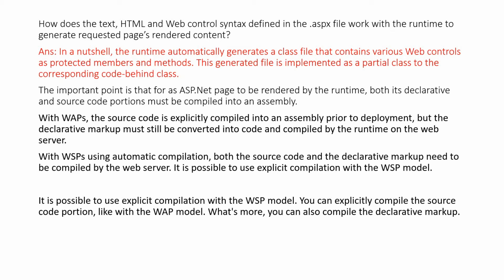The important point is that for an ASP.NET page to be rendered by the runtime, both its declarative part and the source code portions must be compiled into an assembly. With web application projects, the source code is explicitly compiled into an assembly prior to deployment, but the declarative markup still must be converted into code and compiled by the runtime on the web server. With website projects using automatic compilation, both the source code and the declarative markup need to be compiled by the web server. It's possible, however, to use the explicit compilation model with website projects as well, which will be a topic of some other lectures.